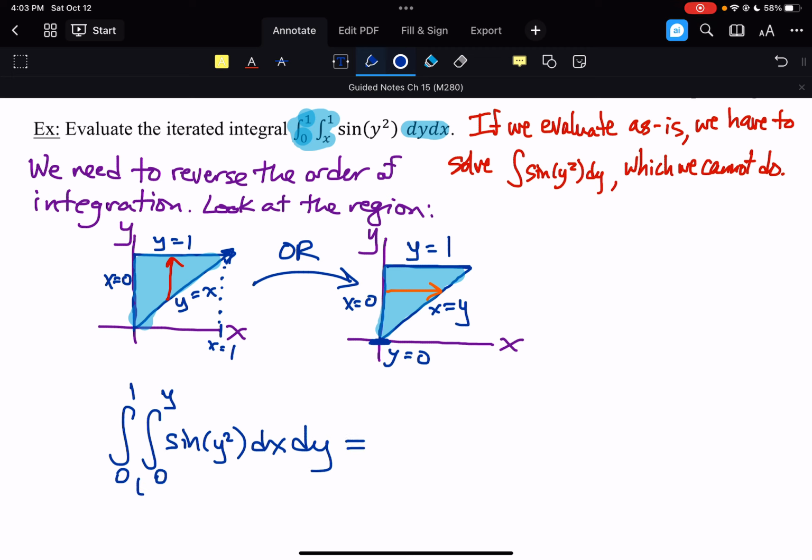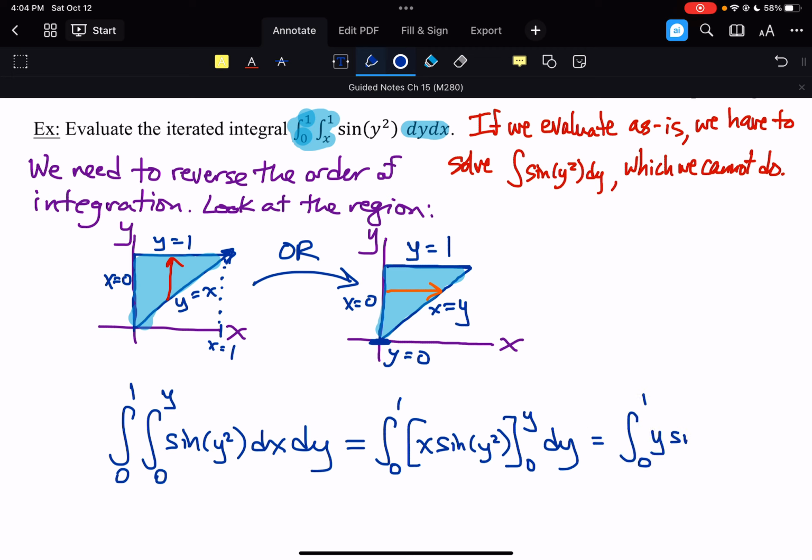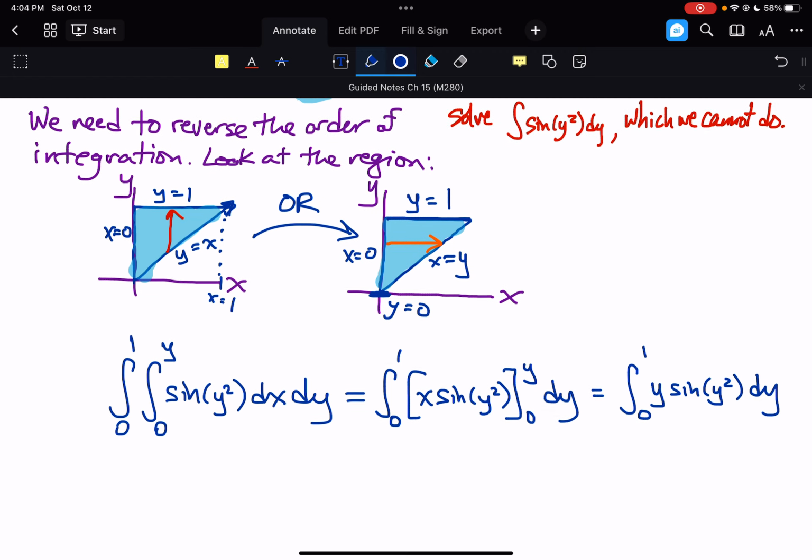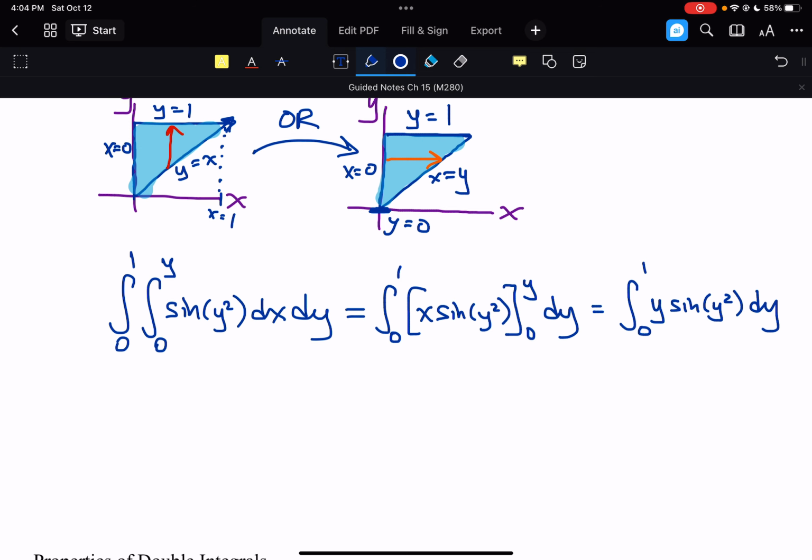And now this integral is definitely solvable because y is no longer the variable in this inner integral, it's x. So when we evaluate it, this is all just a constant. So we just get x sine of y squared evaluated from 0 to y dy, which will give us y sine of y squared dy. And that will allow us to solve.